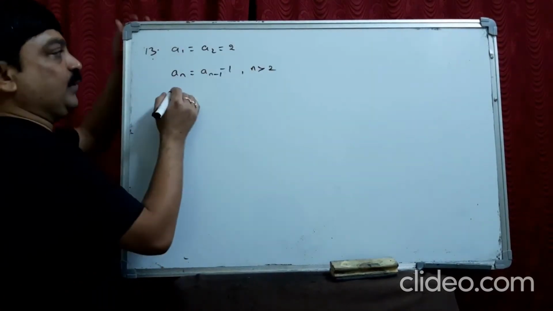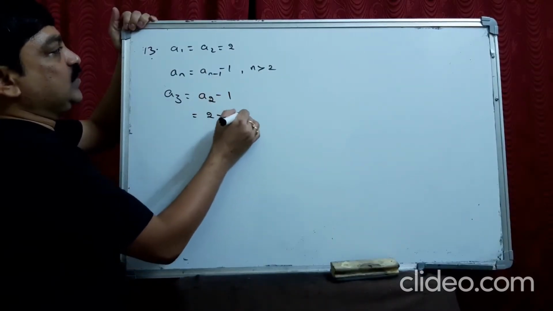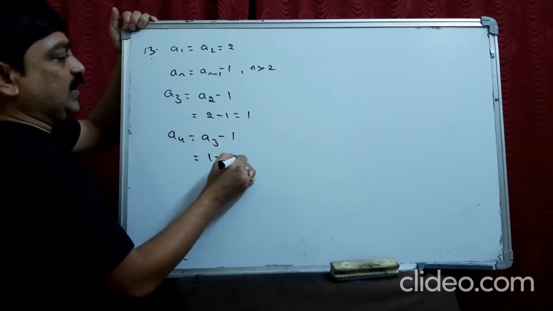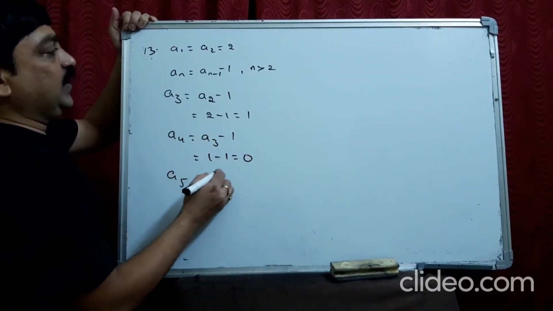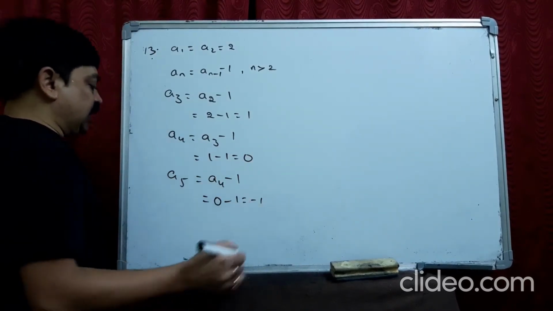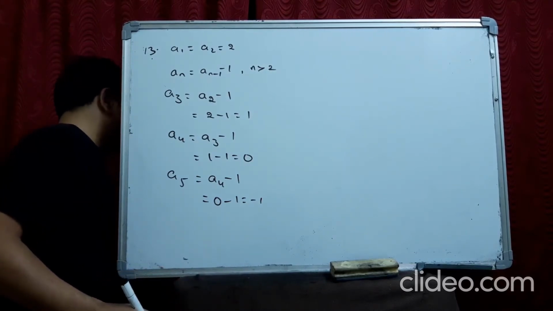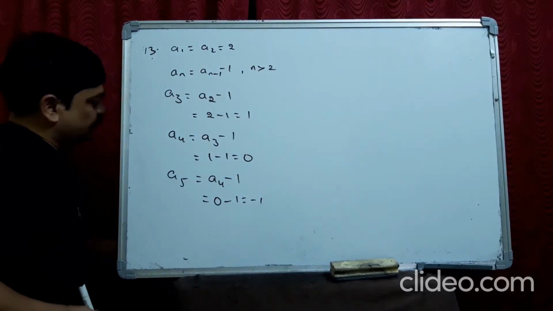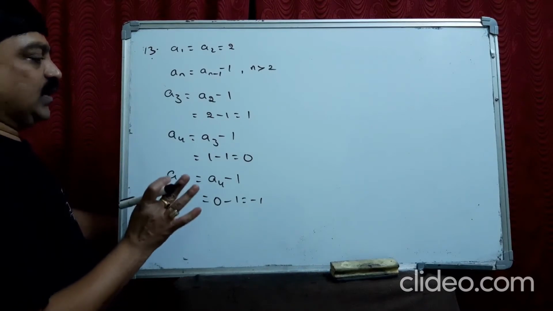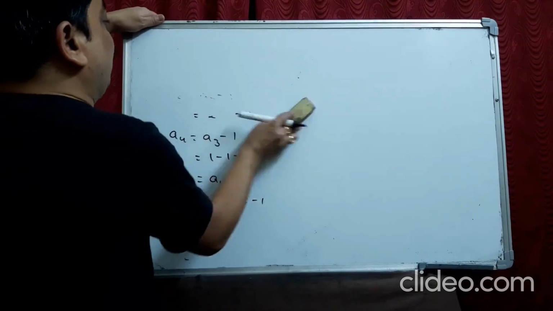Already 2 are there here. So a3 will be a2 minus 1. 2 minus 1, that is 1. a4 will be a3 minus 1. So 1 minus 1, 0. a5 will be a4 minus 1, that is 0 minus 1, that is minus 1. 2, 2, 1, 0, minus 1. That's it. Right. Next for 14th question.